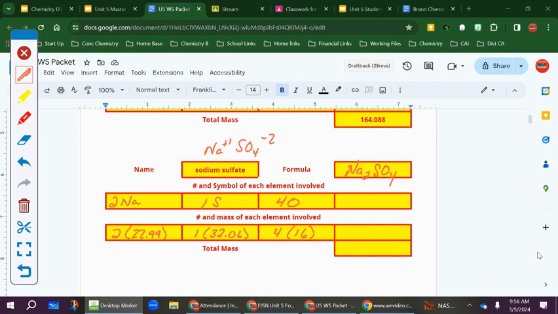So 2 times 22.99 would be 45.98 plus 32.06 plus 64. Can we type it all together? You can do it all together, and that's the way I would do it. It won't make a difference. This times this plus this times this plus this times this. It's going to do the multiplication first, and then add them together. Very good, thinking about order of operations. That's a lot better than my classes did last trimester. Good job, Cynthia.